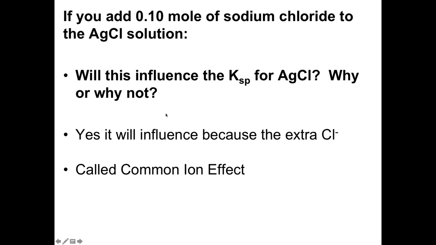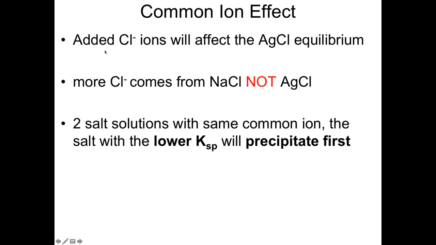So if you add that, will this influence it? Yes, it'll influence it because of the extra Cl, and this is called the common ion effect. If you add Cl ions, how will that affect the AgCl? More Cl comes from the NaCl, not the AgCl. With two salt solutions with the same common ion, the salt with the lower KSP will precipitate first.